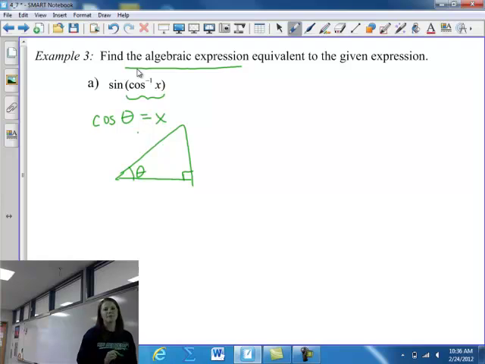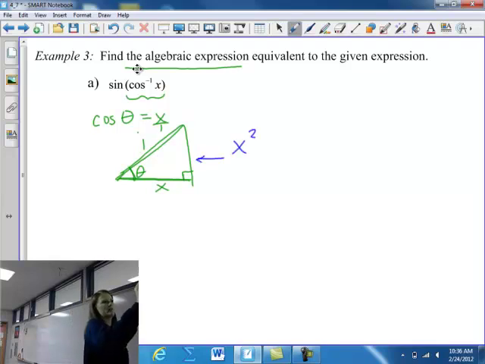Cosine is what ratio? Adjacent over hypotenuse. So the adjacent must be x, but this isn't a fraction, so I'm going to create a fraction by making x over 1. The adjacent side is x. The hypotenuse is 1, so the cosine is x over 1. I don't actually know how big that angle is, but I know it's that big right there. We don't have to actually know a numeric value for it. What we do need to know is the third side of the triangle. So we're going to do a little Pythagorean theorem.